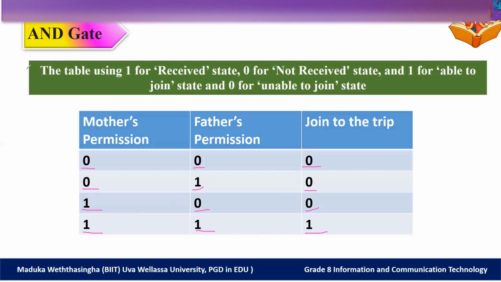So, when you replace the same table using 1s and 0s, now this table has a specific name. We call this table a truth table, right? So here, this is the truth table for the AND gate.